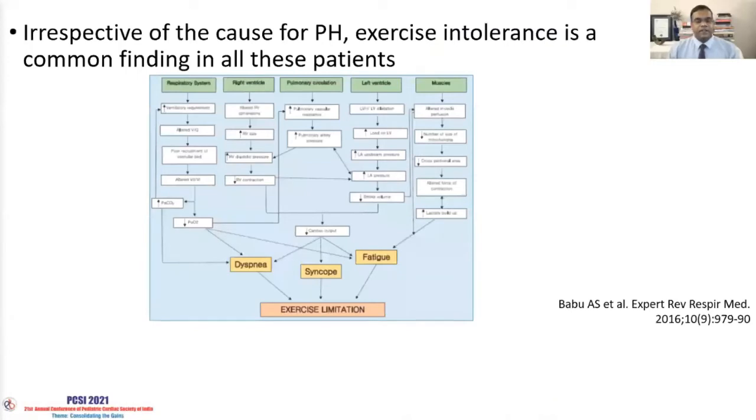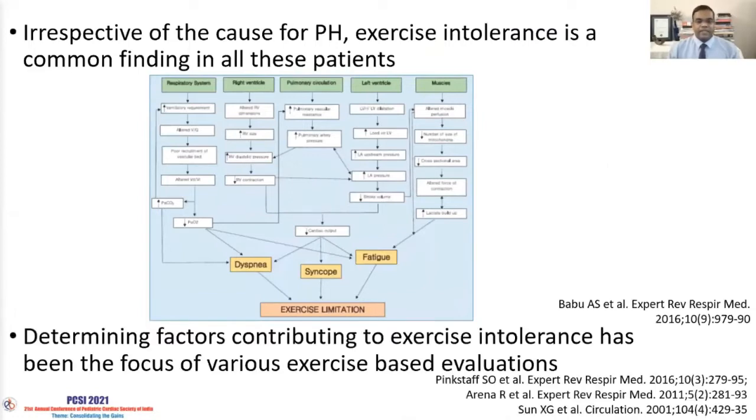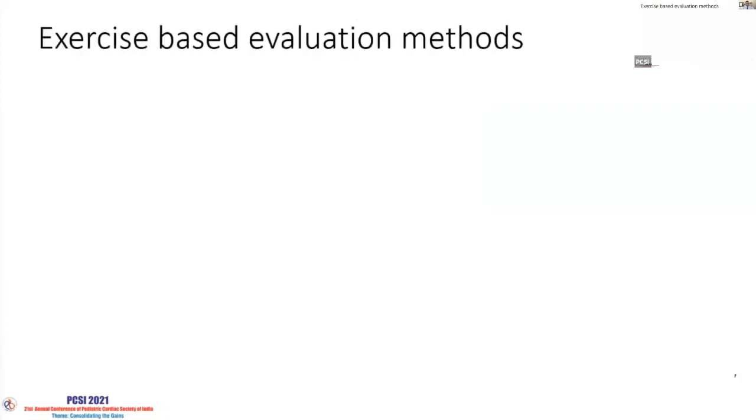Exercise intolerance is commonly seen across all groups of PAH, irrespective of their etiology. Our physiologically driven paper showed that various systems are involved, and it's a complex interplay of various physiological changes that result in exercise intolerance. Evaluating these is important from a rehabilitation perspective, as it helps us to understand which system contributes most to the exercise intolerance. Exercise-based evaluations commonly perform this function.